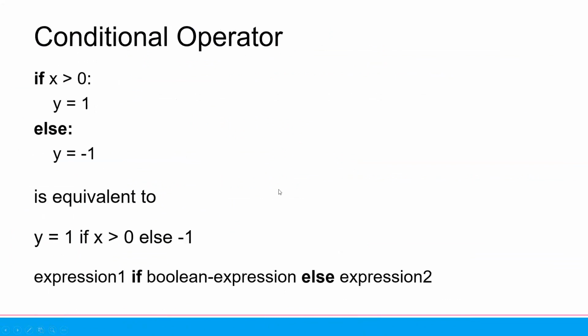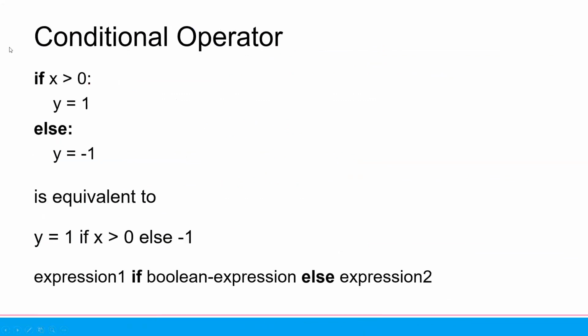So the conditional operator. If you see this one, if x is higher than 0, then y equals to 1, else y equals to minus 1. So you can make it in one line: y equals to 1 if x is higher than 0, else minus 1.